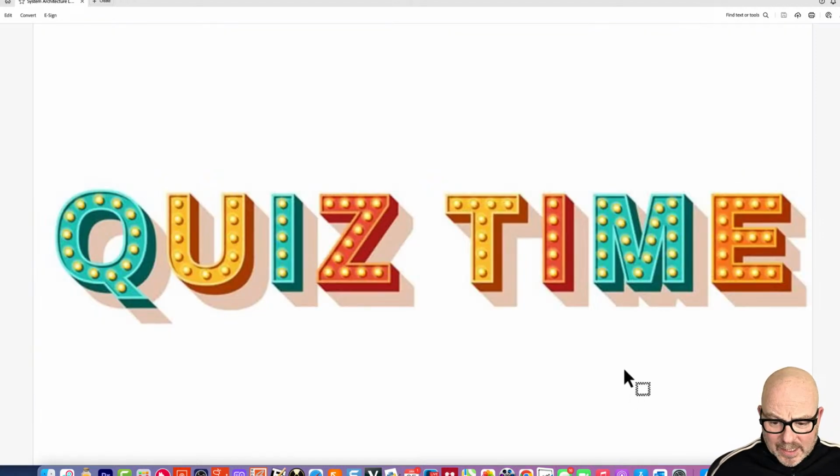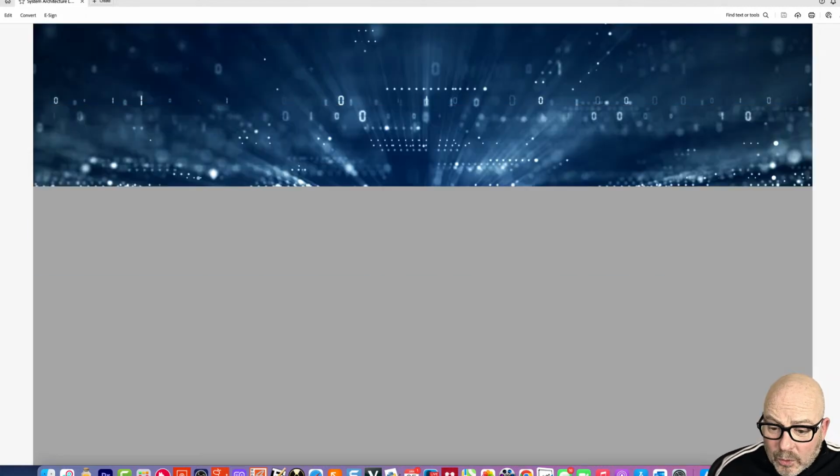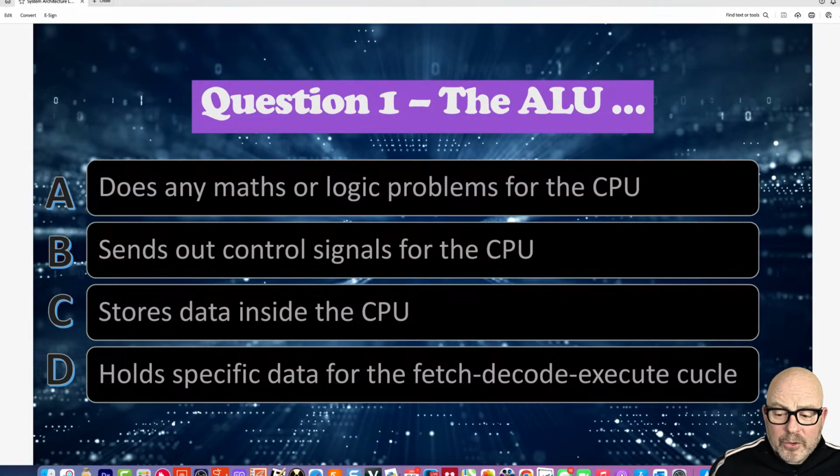Where are we? 36. It is time for quizzes, so let's run the music and get on with that. Now this is where we'll find out if you actually are brave enough to answer any quizzes, because I'm not going to answer these for you. So this is the ALU. So all you've got to do, in the comments, let's see if you're brave enough, answer question 1. I'm going to wait you out for this one.